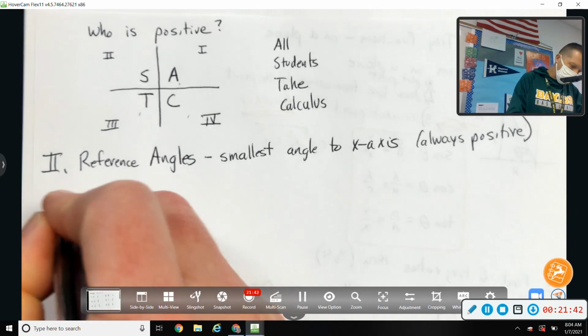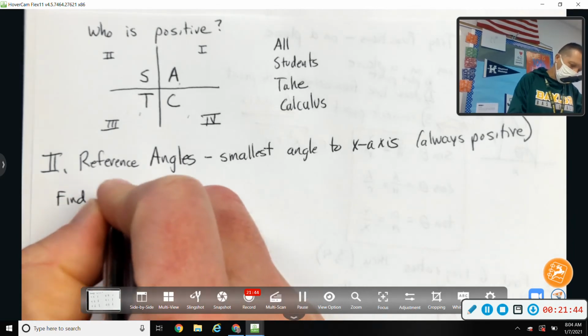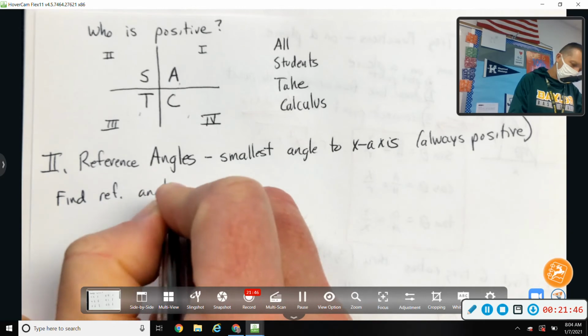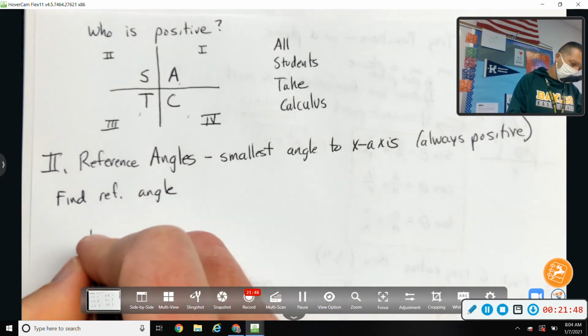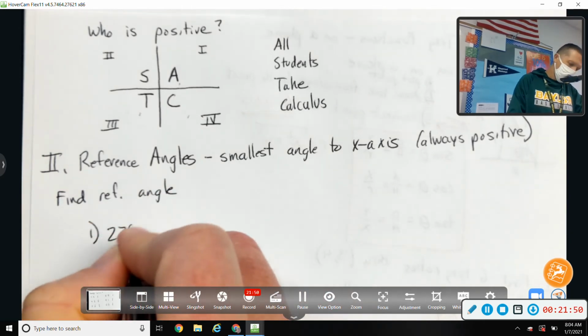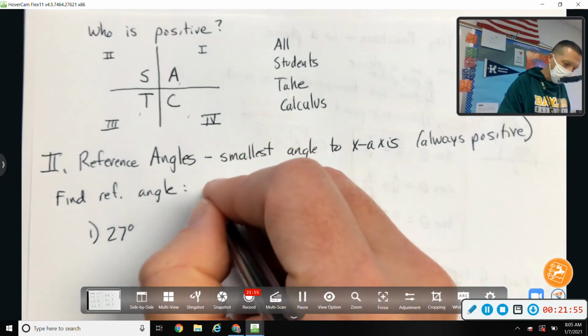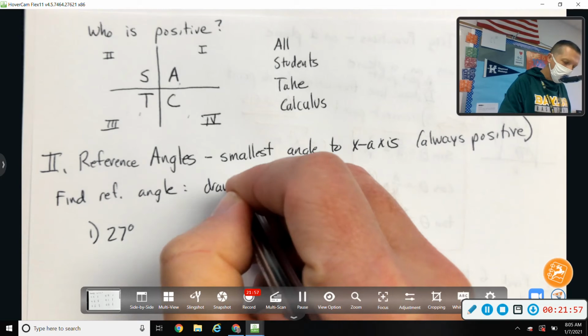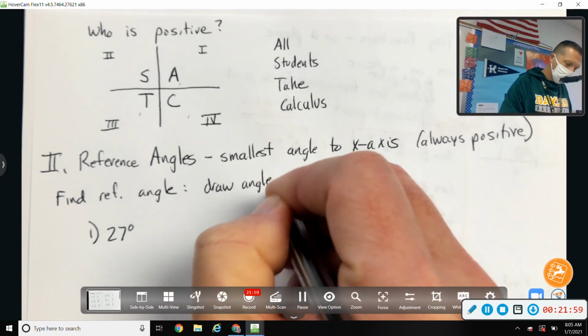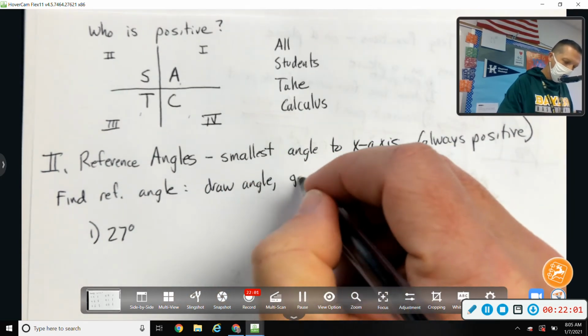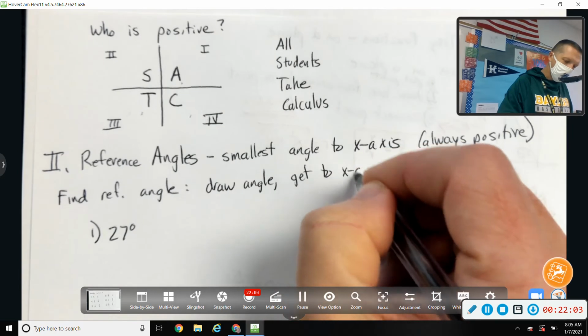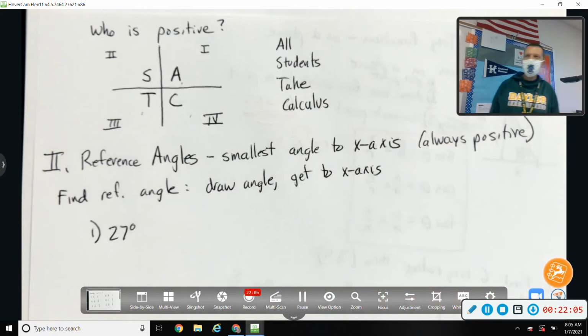All right, probably the best way is to just do some examples of these. I guess we should maybe have some steps. To find the reference angle, draw the angle, and then get to the x-axis the quickest, shortest, easiest way possible. So 27 degrees.